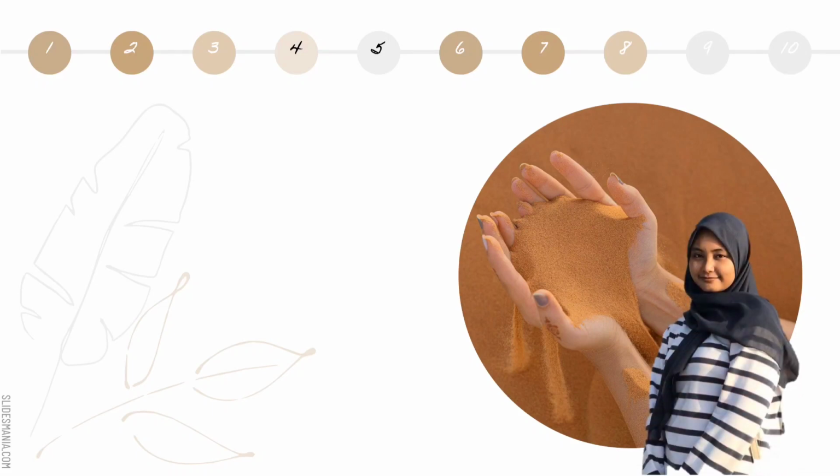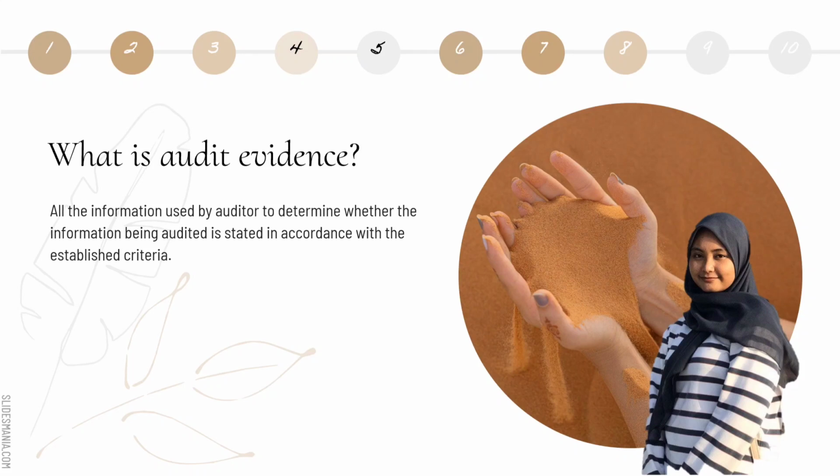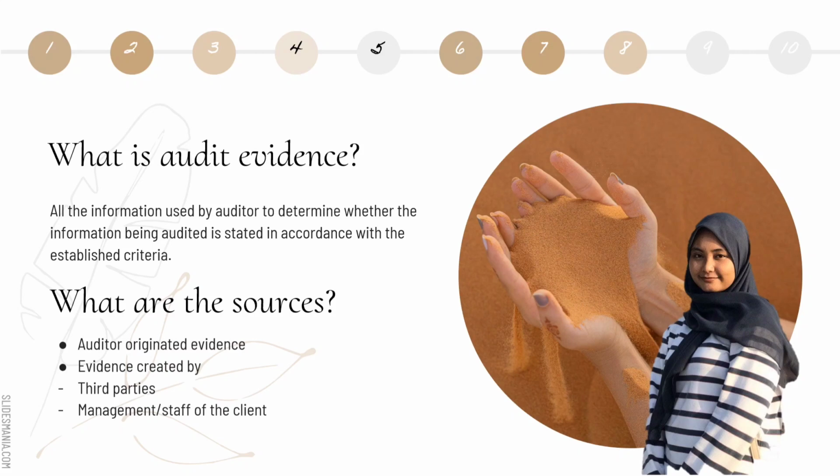What is audit evidence? Audit evidence is all the information used by the auditor to determine whether the information being audited is stated in accordance with the established criteria. What are the sources of audit evidence? There are two sources of audit evidence, which are auditor-originated evidence and evidence created by third parties or management or staff of the client.